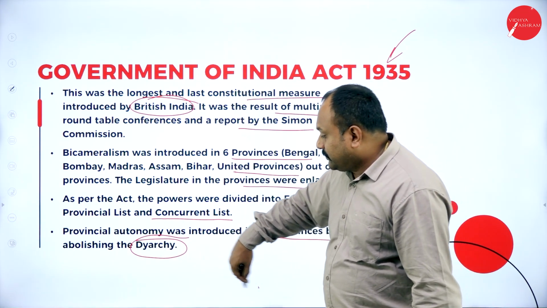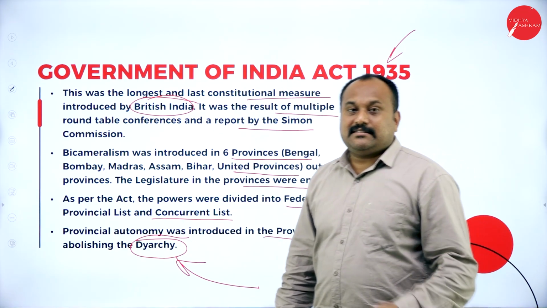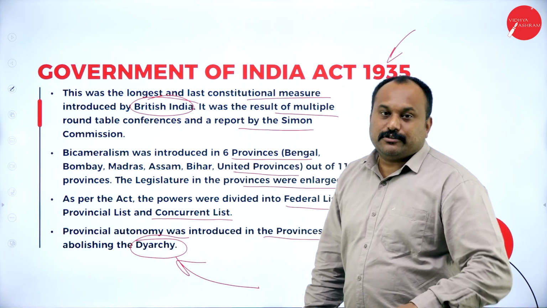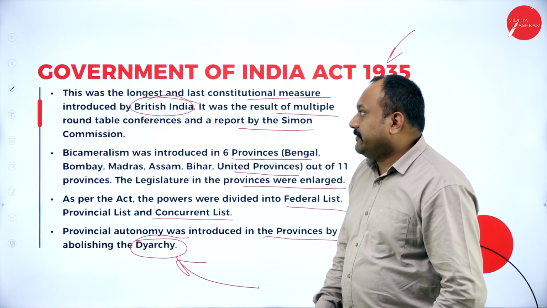So the meaning of diarchy: monarchy in the sense of one ruler, right? Diarchy in the sense of two. There were British also, there were Indians also. So that was taken away.